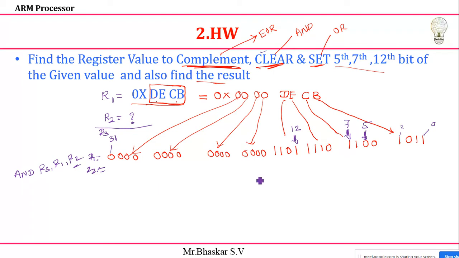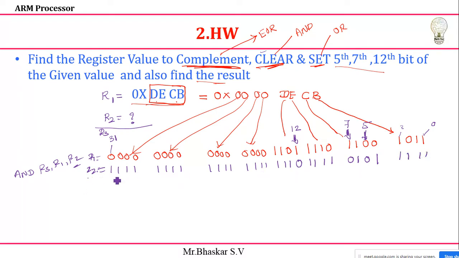If you want to clear a particular bit, you need to make that bit 0. I'll make this a 0, this a 0, and this a 0. Remaining all you need to fill with 1, since I need to pass the remaining all as it is. So I'll take 1 1 1 1, 1 1 1 1, 1 1 1 1. Again this is also 1 1 1 1. The 12th bit I want to clear, that's why I make it 0. I want to pass these bits, and the 7th bit I need to make clear. The 6th bit I need to pass as it is, and the 4th bit also. Next also 1 1 1 1. So this is my value.